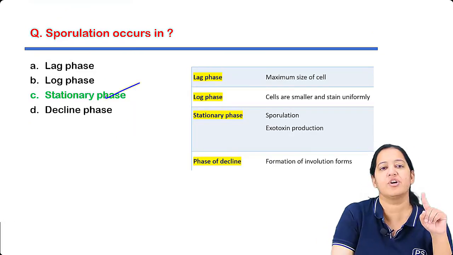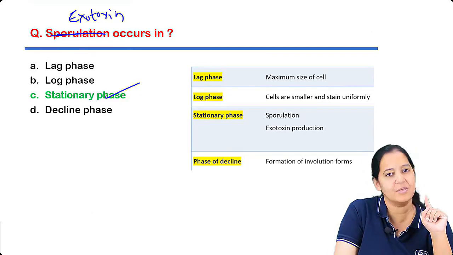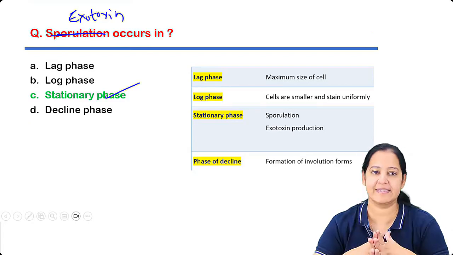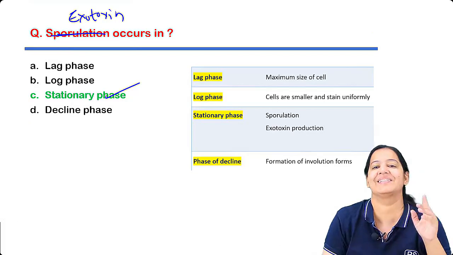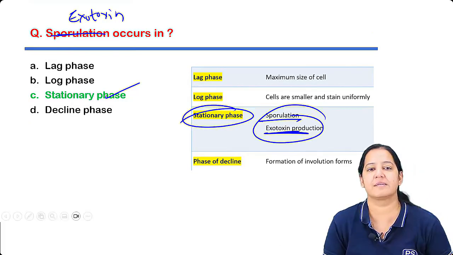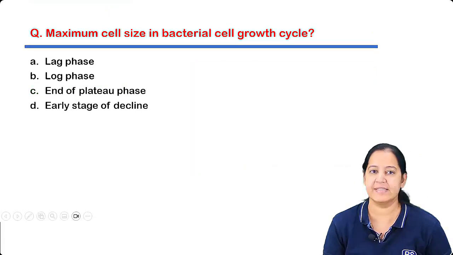If I change the question from sporulation to exotoxin formation, would you like to change your answer or still say the same? So yes, it's still the same. Sporulation and exotoxin formation both take place in the stationary phase. Stationary phase is also known as P2 phase. Please learn that.